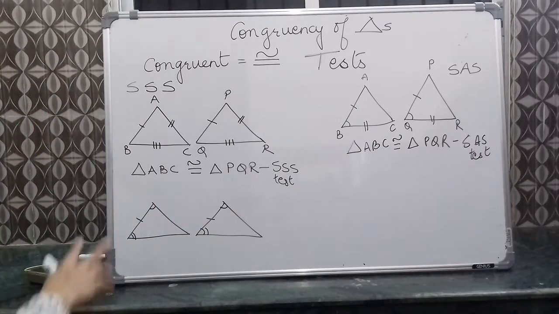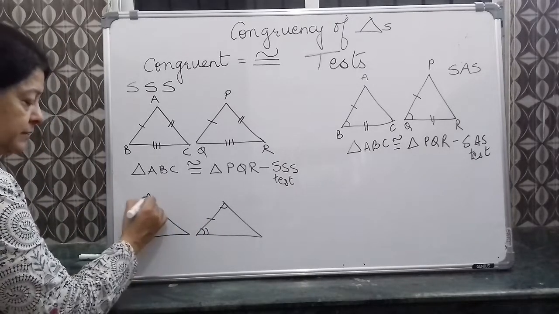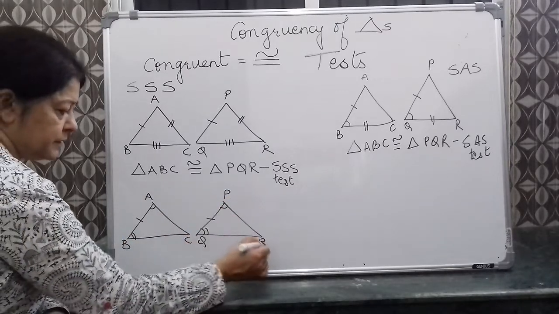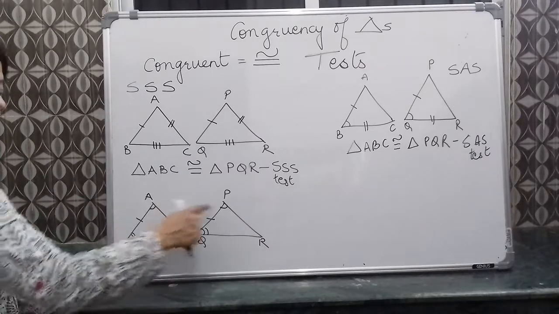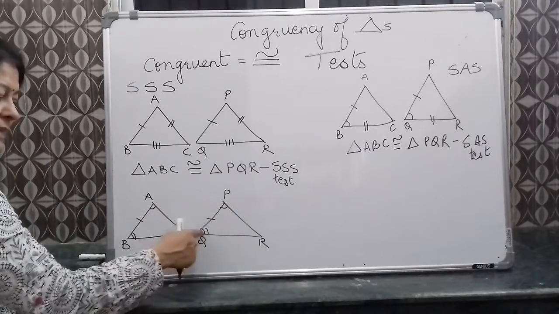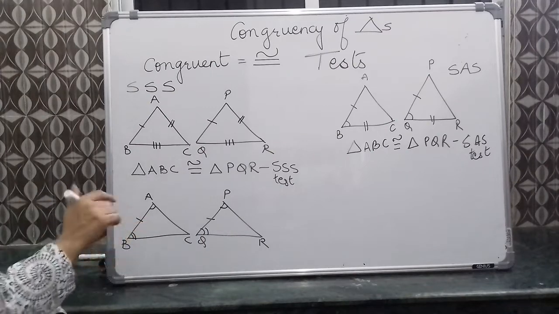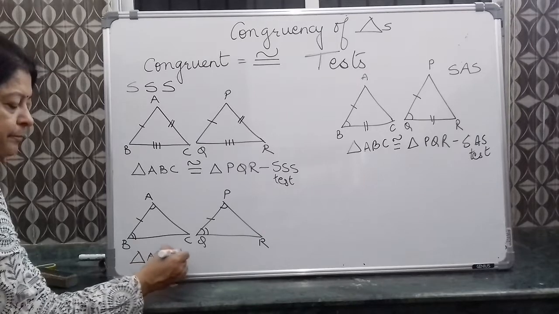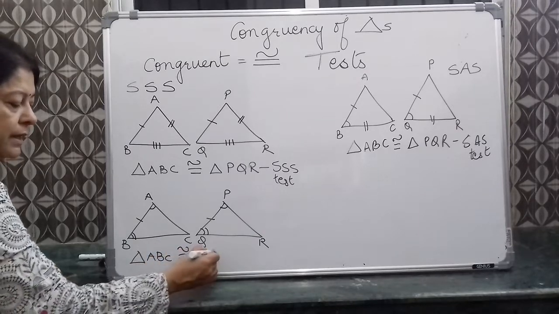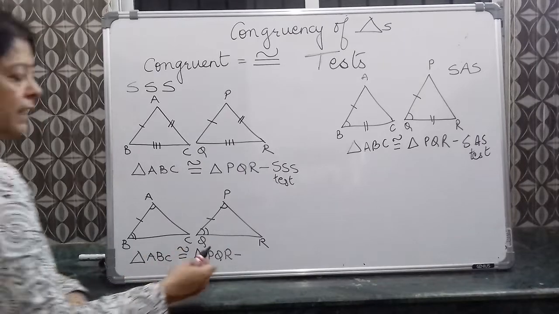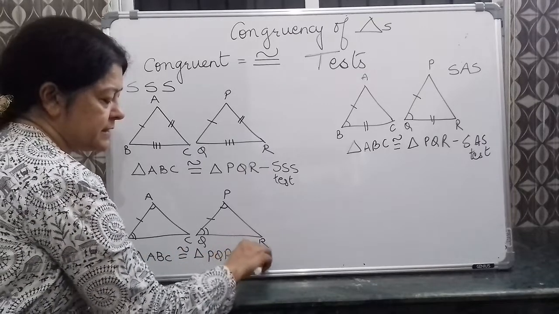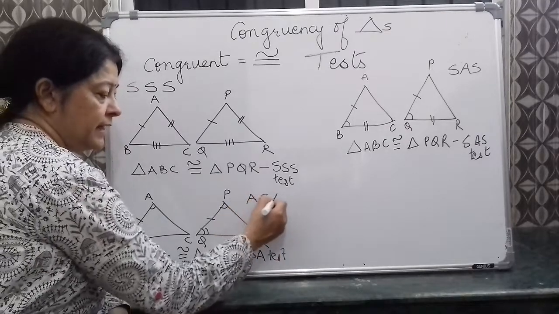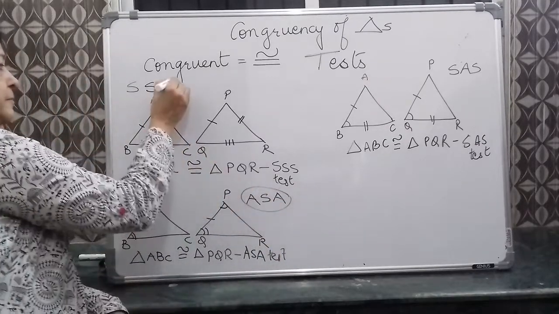So here I am having two triangles and I am again naming them as ABC, PQR. Since the two angles are same and the side which is included by those two angles is also same, you can say that triangle ABC is congruent to triangle PQR by ASA test. ASA means it is an angle side angle test.